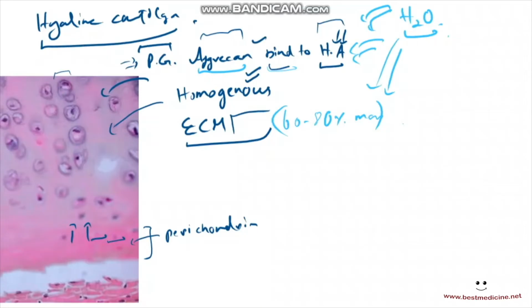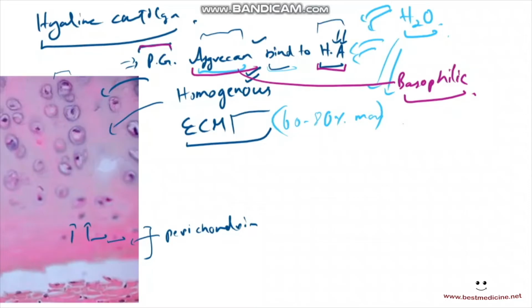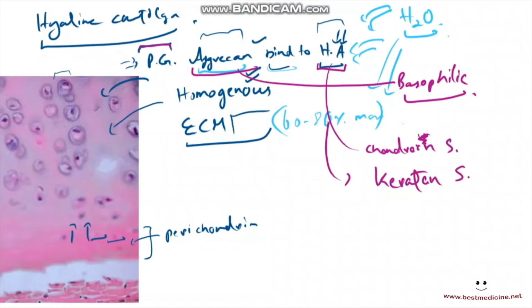And as aggrecan is basophilic, let me just write that down. Aggrecan is basophilic, so basically the ECM is also basophilic, right? Two other GAGs are also present. One of the GAGs is hyaluronic acid, which is bound to this proteoglycan, aggrecan. Another GAG that is present is chondroitin sulfate. And another one is keratan sulfate. These two GAGs are also very abundant in hyaline cartilage.